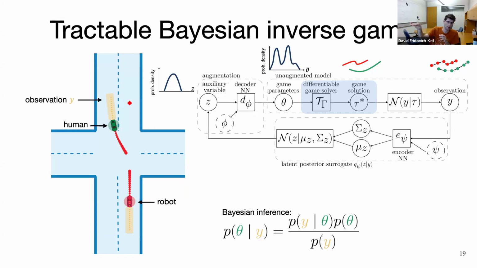So the entire top is the traditional decoder of the VAE. We've partitioned it into a neural network and a game solver. And then the bottom is a standard encoder.